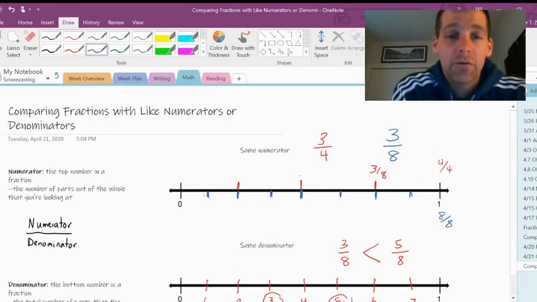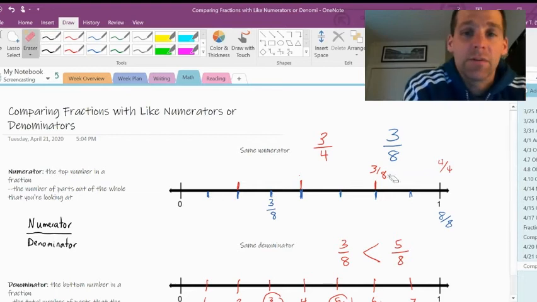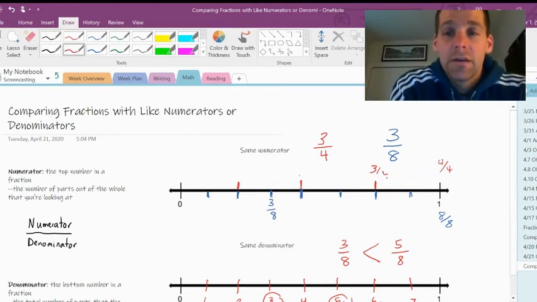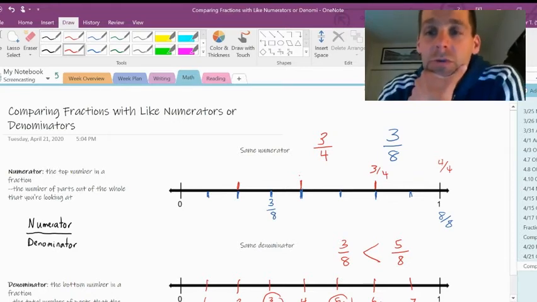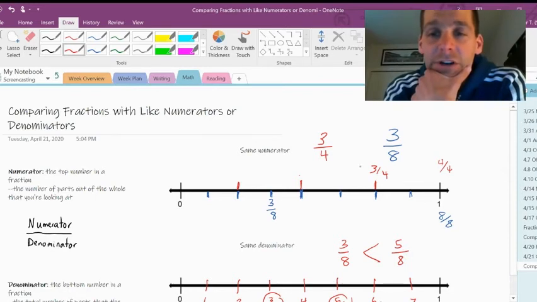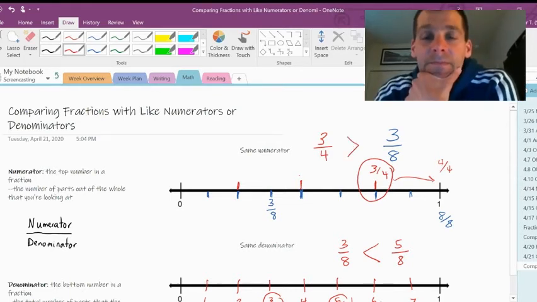Here, I can count up 1, 2, 3, and I know that this is 3/8. Sorry, on the top I wrote this as 3/8, I meant to say 3/4, my apologies. So in here, I can look through and ask, which one is closer to 1 whole? That's this one here. This one is further along, it's closer to the 1 whole. And I know then that this here is greater than 3/8.